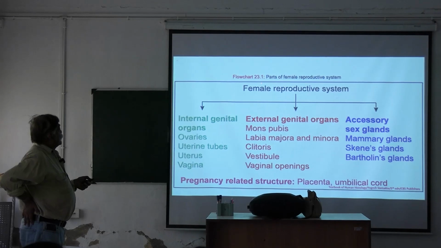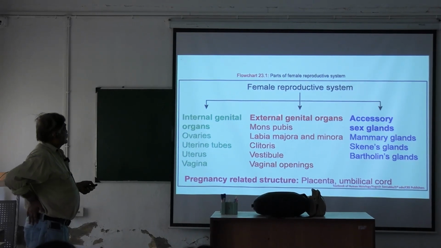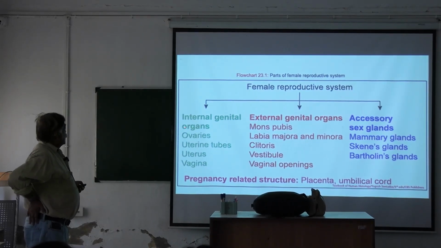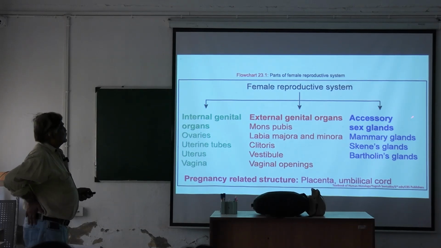Parts of the female reproductive system. The internal genital organs are the ovaries, uterine tubes, uterus, and vagina. The external genital organs are the mons pubis, labia majora and minora, clitoris, vestibule, and vaginal opening. And the accessory sex glands are the mammary glands, Skene's glands, and Bartholin's glands.